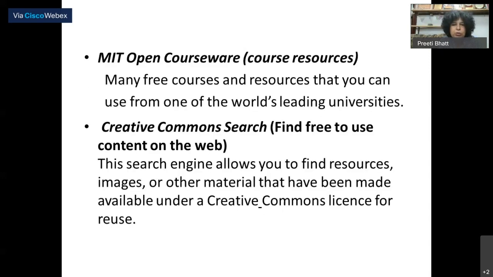MIT OpenCourseWare has course resources, free courses and resources which you can use from one of the world's leading universities. Then you have the Creative Commons search, to find free to use content on the web. The search engine allows you to find resources, images, or any other material that have been made available under a Creative Commons license for reuse. So you are permitted to use that content free of cost.